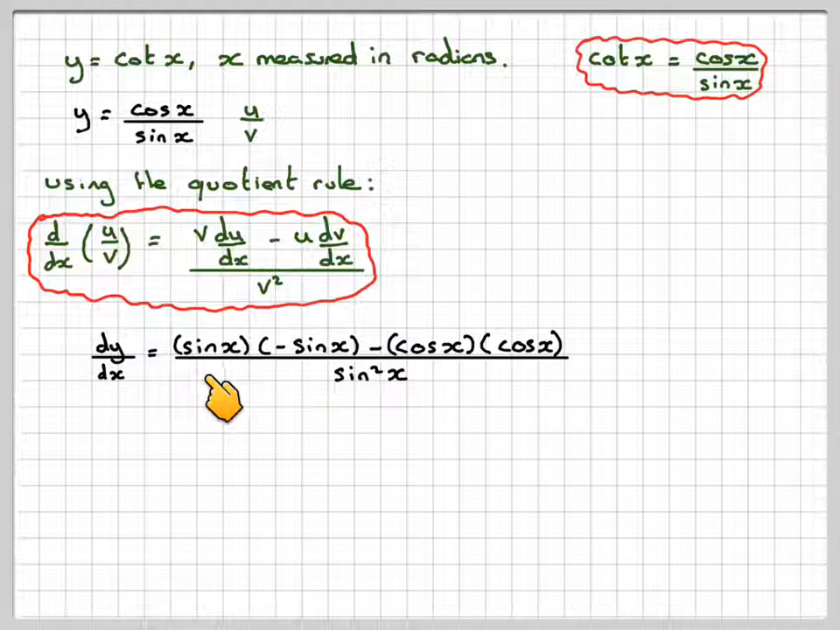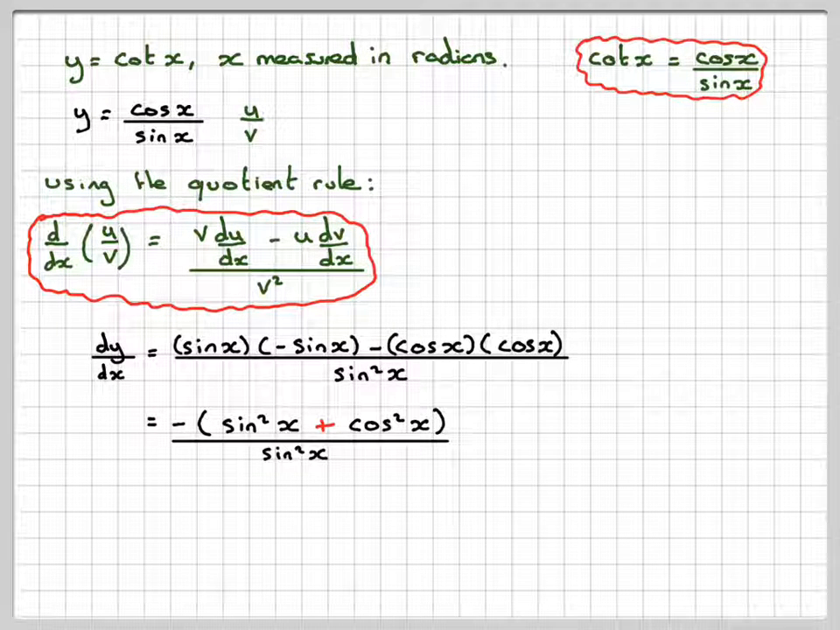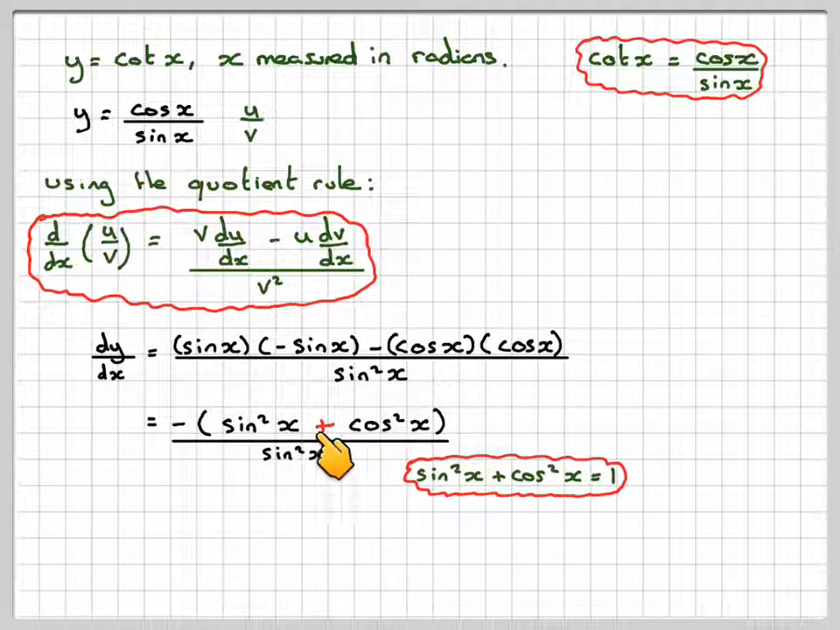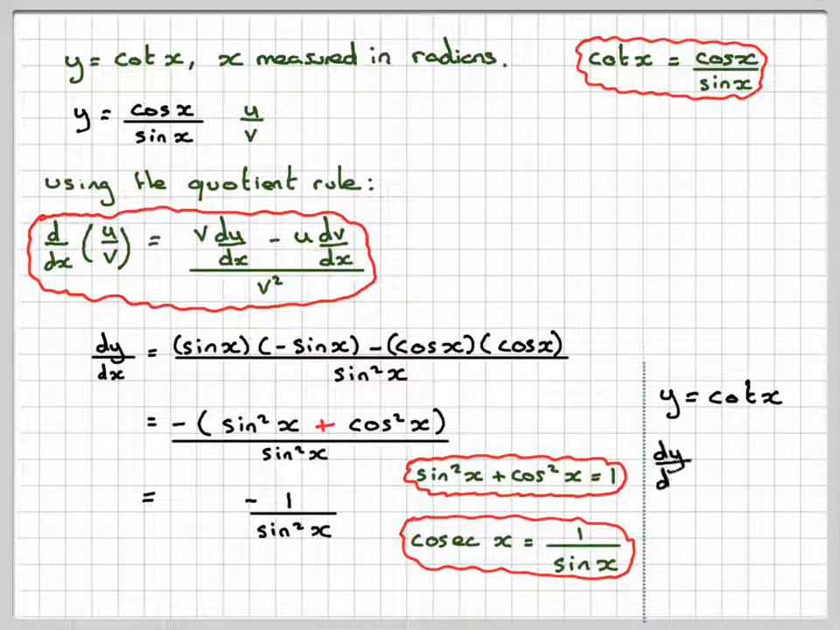So if we multiply sine by minus sine, we're going to get minus sine squared x. And then cos by cos is cos squared x. We've got minus cos squared x. If we take out a minus sign, that will become a plus cos squared x over sine squared x. Similarly, sine squared x plus cos squared x is equal to 1, so we'll replace that with a 1. So we get minus 1 over sine squared. And we know that cosec x is 1 over sine x. And therefore we can say if y is equal to cot x, dy/dx is minus cosec squared x.